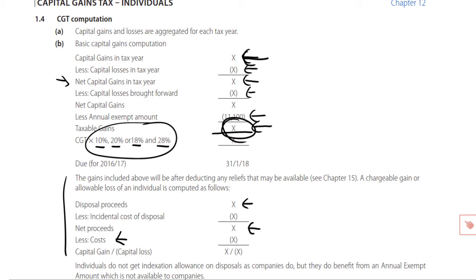The final administrative issue, but very important in practice, that you'd need to convey to your client, is when do you pay that tax? Well, for 2016/17, standard single date, you pay on the 31st of January following the end of the tax year. So the tax year ended the 5th of April 2017, therefore it's the 31st of January 2018 when you will pay. Now those gains will be included above, after deducting any reliefs.